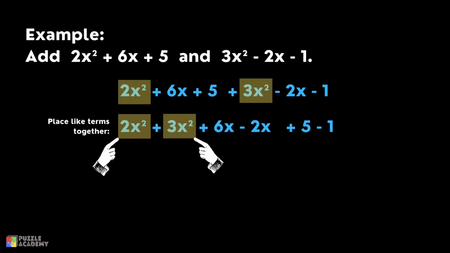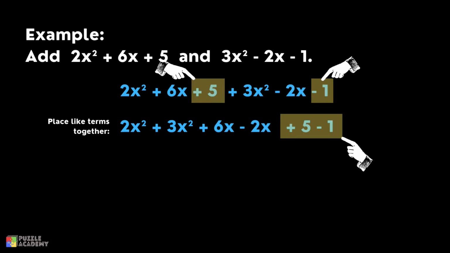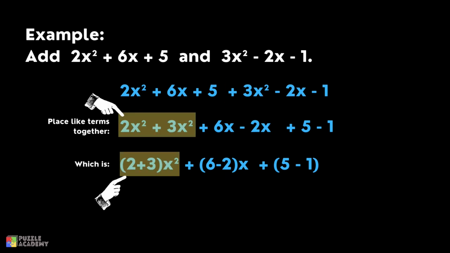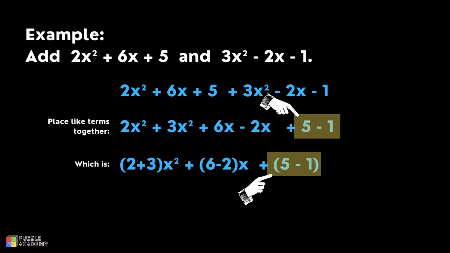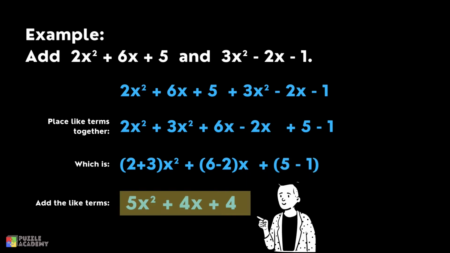So we have 2x squared plus 3x squared plus 6x minus 2x and plus 5 minus 1, which is we group the coefficients. So we have 2 plus 3 x squared plus the quantity 6 minus 2 x plus 5 minus 1. Then we add the like terms. So 2 plus 3 is 5x squared, plus 6 minus 2 we have 4x, and lastly 5 minus 1 we have 4. So the final answer would be 5x squared plus 4x plus 4.